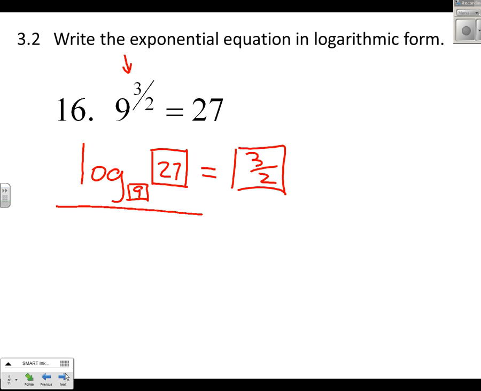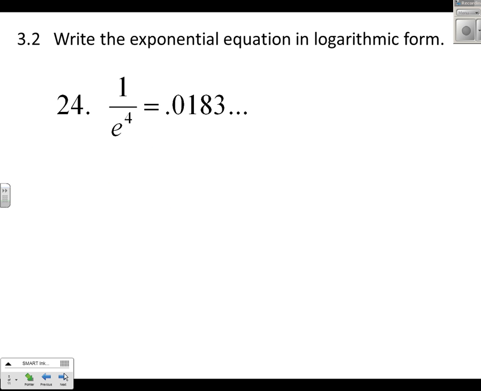Again, how would we think of this? What is the exponent that turns 9 into 27? Oh, 3/2 is. So a logarithm is just an exponent. This 3/2 is an exponent. It is the exponent that turns 9 into 27. I really encourage you to work for understanding. Don't memorize your way through this, thinking, oh, A goes here and B goes here and C goes there. Let's understand logarithms this year.